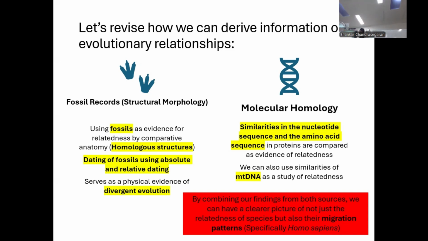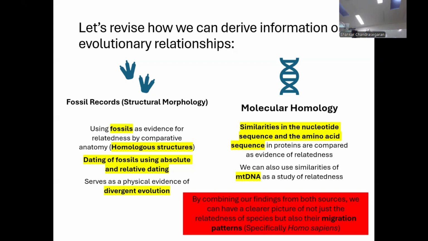Typically, if we're looking at one species, talking about Homo sapiens, right? If we looked at all the patterns of fossils appearing for Homo sapiens and how it shows a pattern, we can start to lay out a migration pattern relating to Homo sapiens.